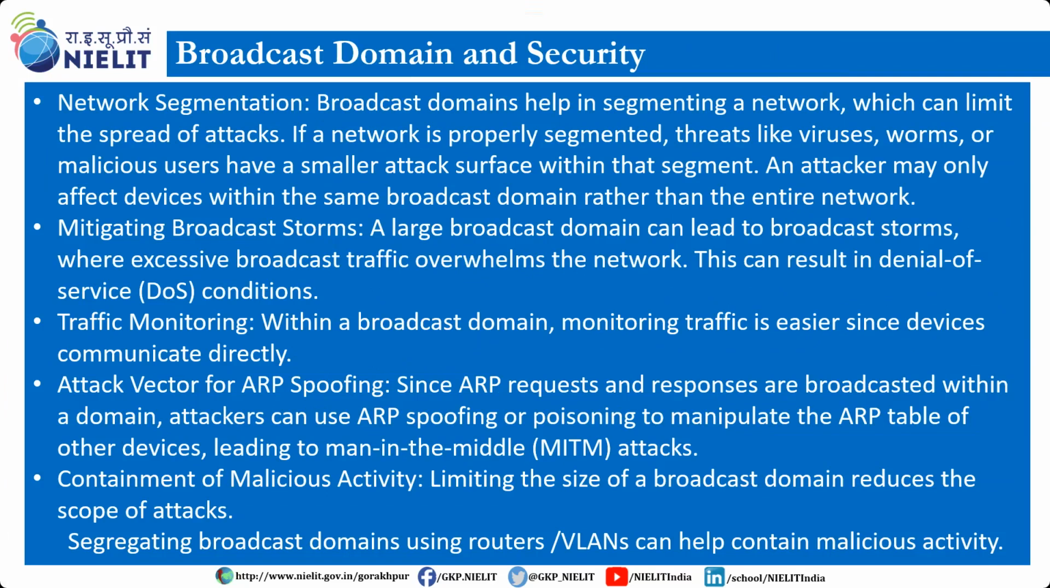Attack vector for ARP spoofing. ARP is a protocol, Address Resolution Protocol. So ARP is a broadcast-based protocol. ARP spoofing attack, this attack will be covered in some other topic. So basically, what I am trying to explain is that the broadcast domain is very important. We have to limit our broadcast domain. We have to restrict our broadcast domain by using some router device, because an ARP spoofing attack is possible within the same broadcast domain.